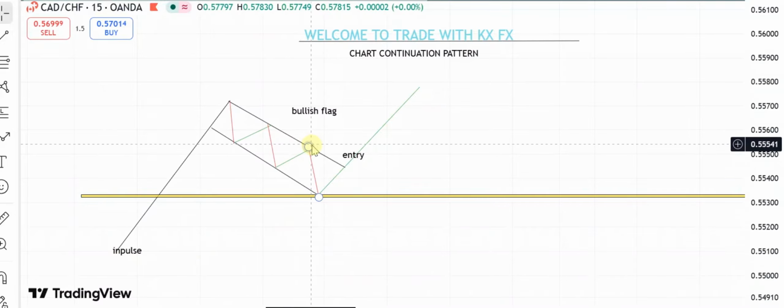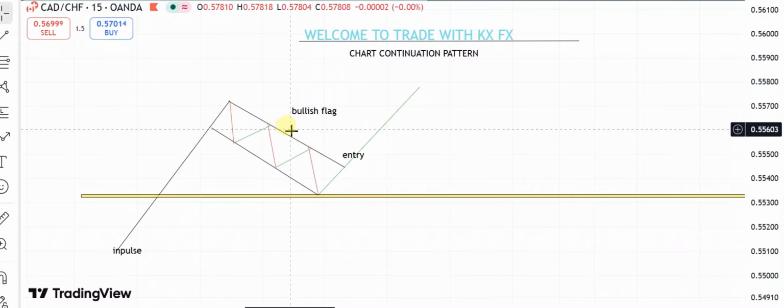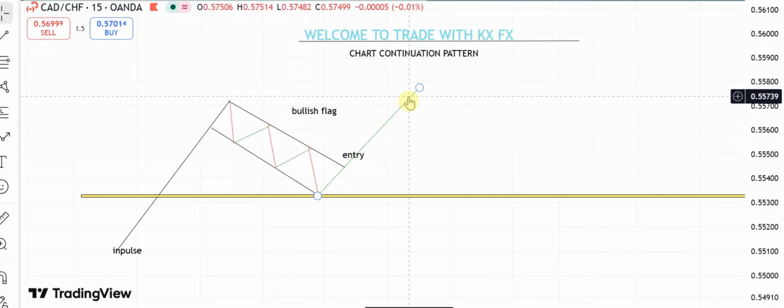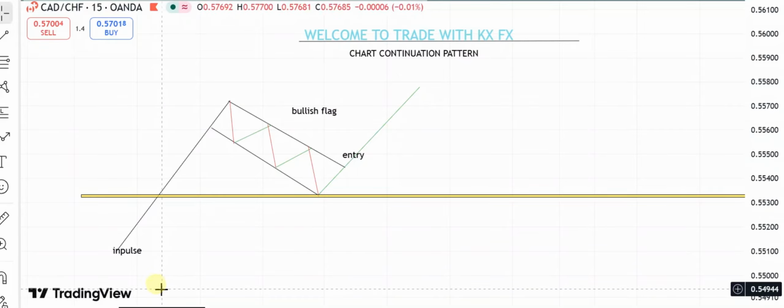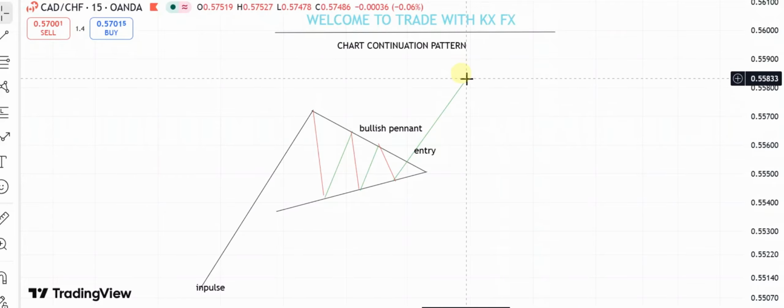So how would you get your entries? You just have your patience. Let this counter trend line be taken out first. Then you start looking for your entries here. So that is why it's called a bullish flag. And number two, we have the bullish pennant, just like the bullish flag.